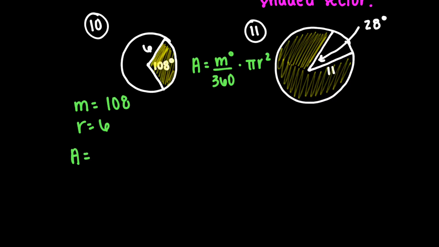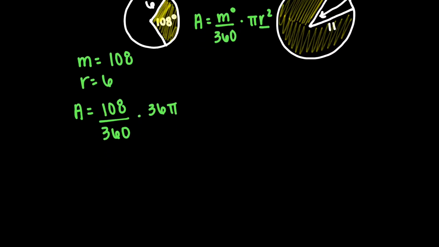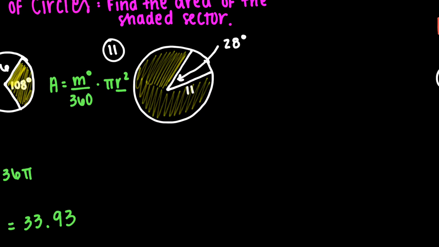Area is equal to my m, which is 108, divided by 360 times, I'm going to go ahead and do the r squared first, so 36 pi. At this point, you can go ahead and plug it all into your calculator. You can do 108 divided by 360. It may give you a decimal back, and that's fine. And we're going to multiply that by 36 pi. When I do that, my exact answer is 54 pi divided by 5. It may not give you this answer, and that's totally fine. But your decimal answer is what I'm more concerned about. You should end up with 33.93 as your area.